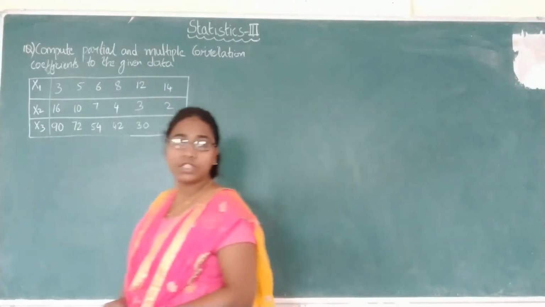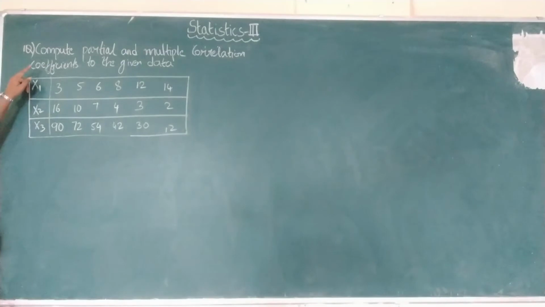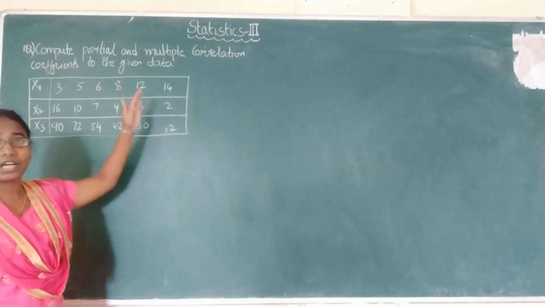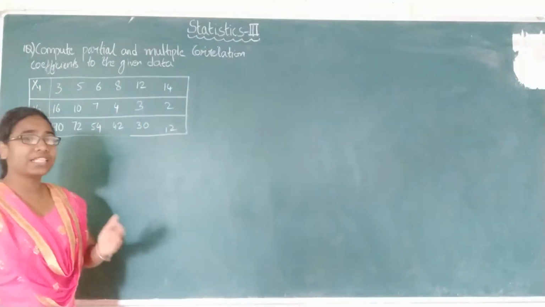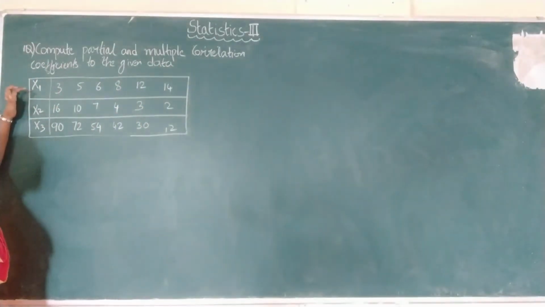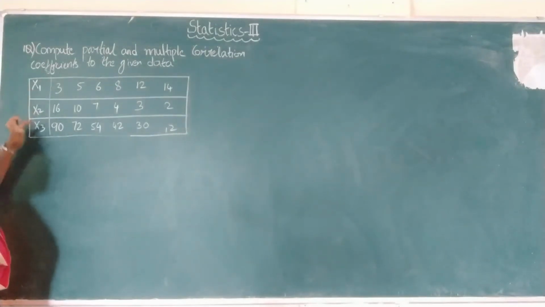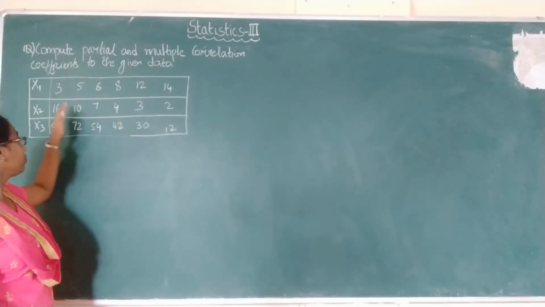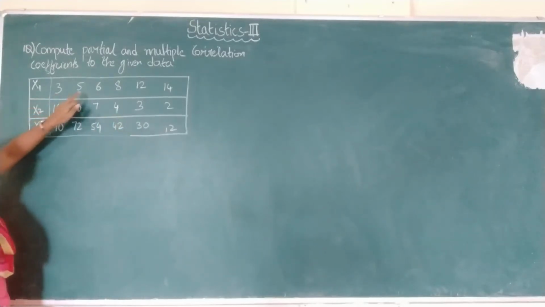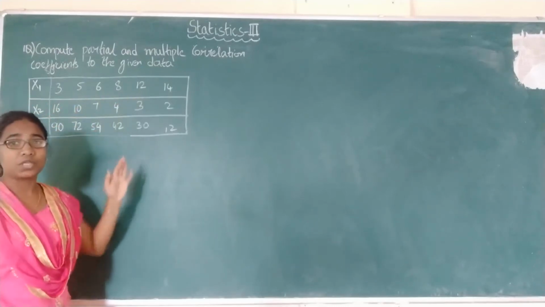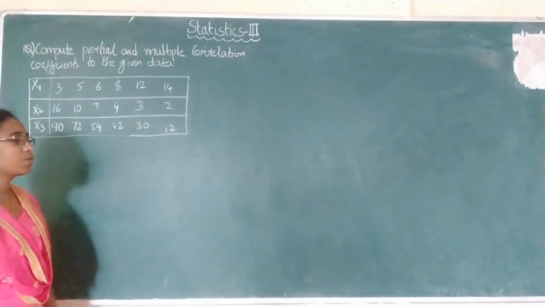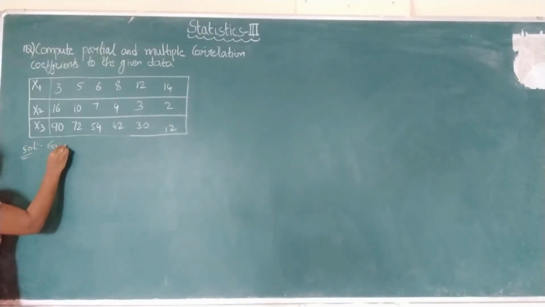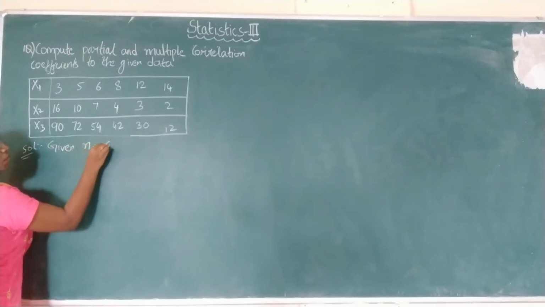So the question is to compute the partial and multiple correlation coefficients for the given data. Here the trivariate data is given. That means there are three variables, x1, x2 and x3, and different values for x1, x2 and x3 are given. Let me check how many values there are. Total 6 values, so for all three variables there are 6 values. So first write down, given n equals 6.